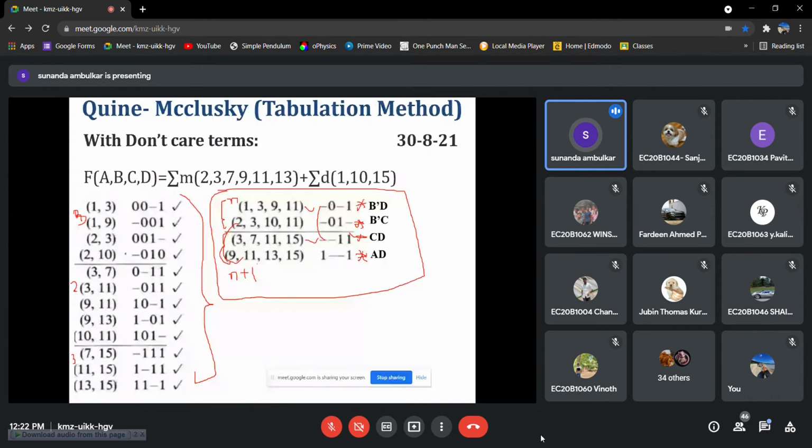So the principle is whatever term has not been checked, those will make the prime implicant. So the prime implicants will be b dash d, b dash c, cd and AD. These are the prime implicants. So after finding out the prime implicants, what do we have to do? We have to prepare one prime implicant table. On the basis of that table, we try to find out the essential prime implicant.